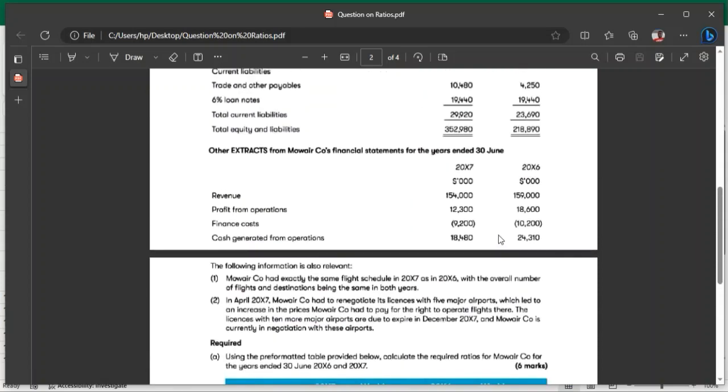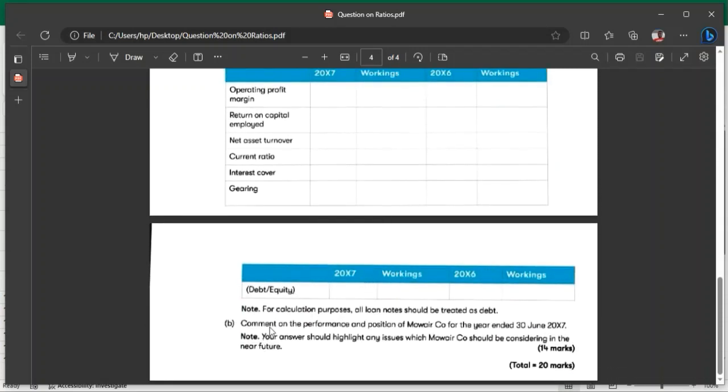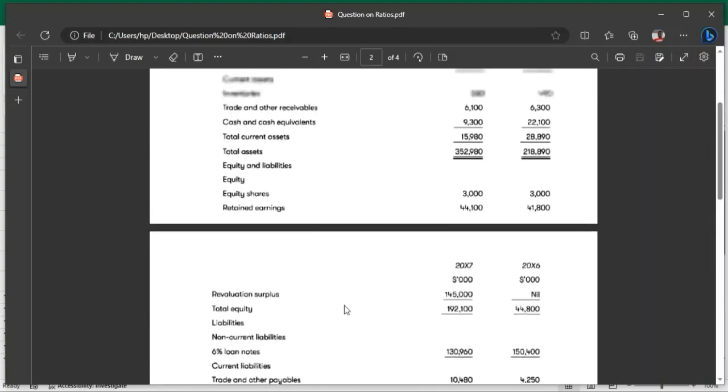So that is the information that we have, and we have the requirements. We are to use the pre-formatted table below to calculate the required ratios for Mowe Company Limited for the years 2017 and 2016. And then we have a second part which says that we are to comment on the performance and position of Mowe Company Limited for the year ended 20x7. We are to note that your answer should highlight any issues which should be considered in the near future. So this is our question.